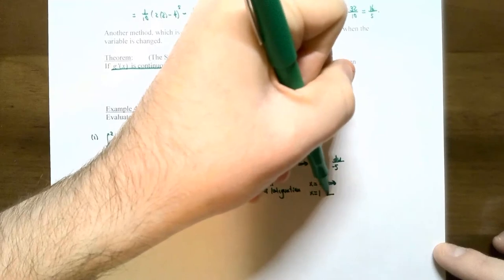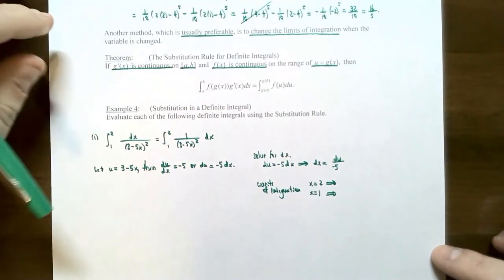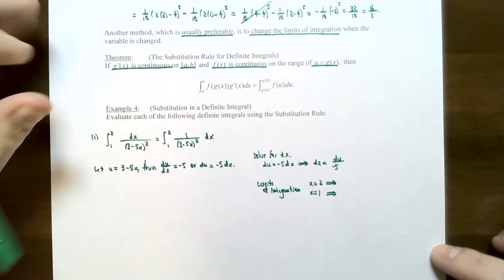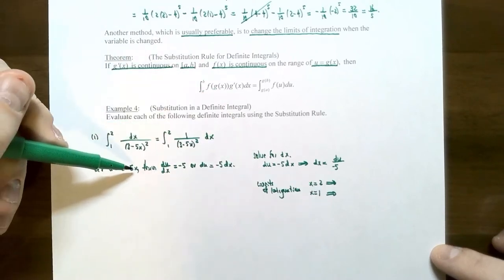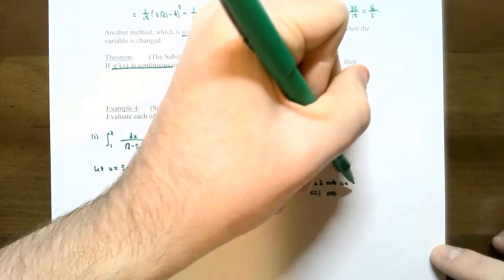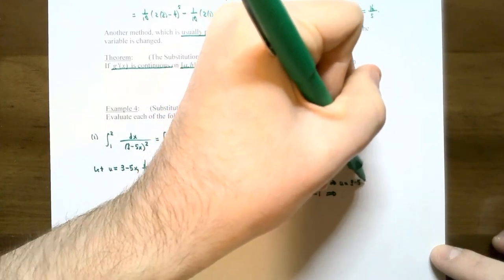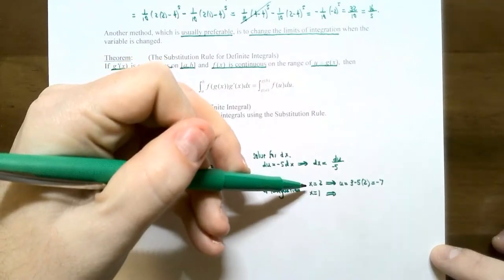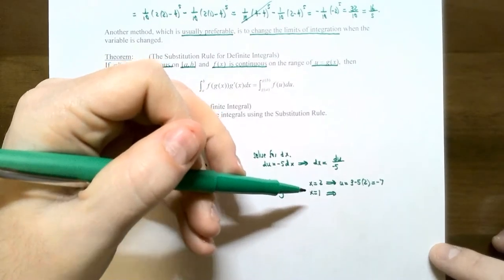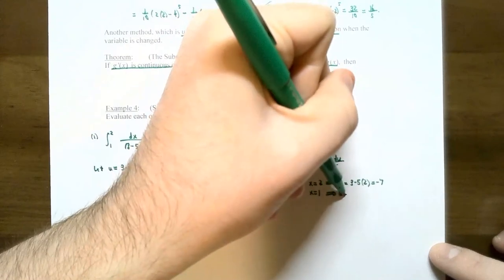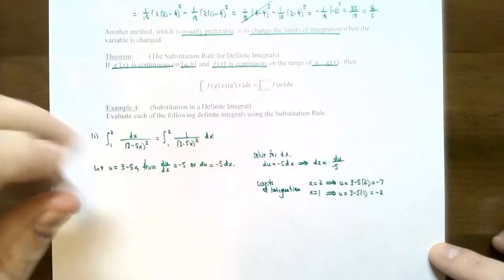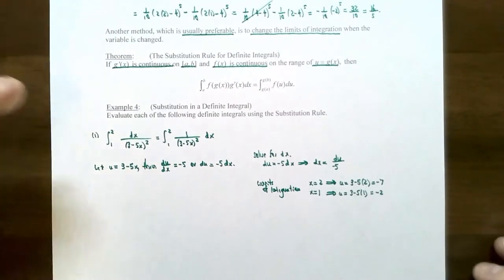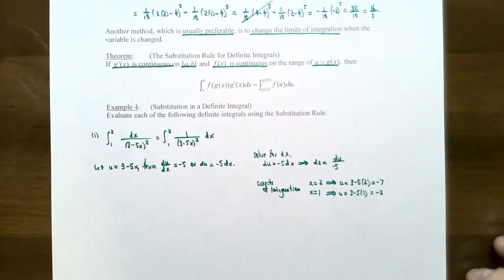Well, we need to find out what are the equivalent u values when x equals 2 and x equals 1. When x equals 2, that means u would be 3 subtract 5 times 2, which is negative 7. That's the upper limit of integration, because x equals 2 was the upper limit. x equals 1 will give you u equals 3 subtract 5 times 1, which is negative 2. And that's the lower limit of integration for the definite integral in terms of u and du.